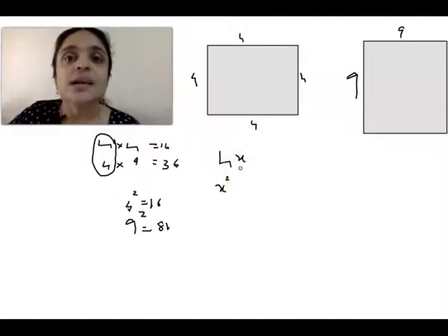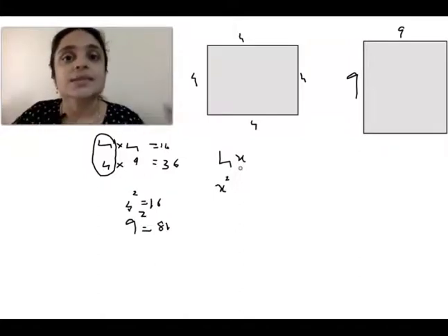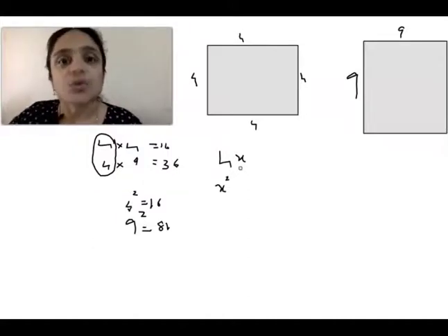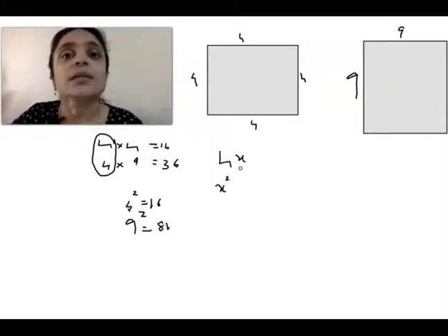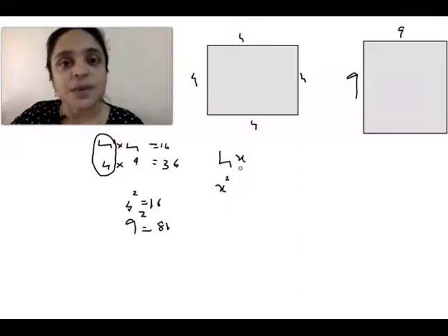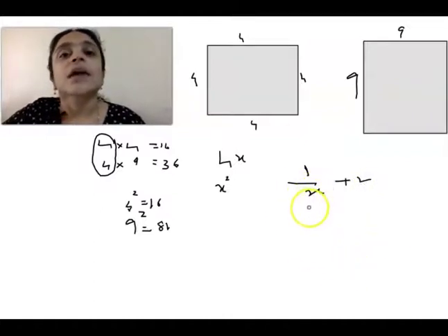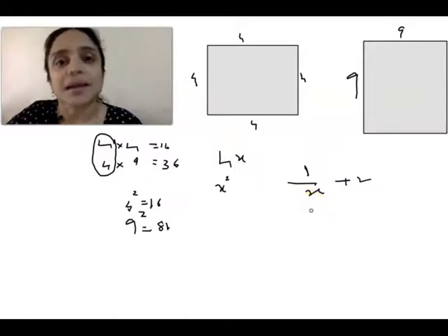Why? Because a polynomial is an algebraic expression whose exponents are whole numbers. It cannot be any other numbers. 0, 1, 2, 3, 4, etc. It can go on up to n. So these are polynomials because their exponents are whole numbers. And the algebraic expressions whose exponents are not whole numbers are not polynomials. I'll give you some examples. 1 by x plus 2. This is not a polynomial because the exponent of x here is minus 1.